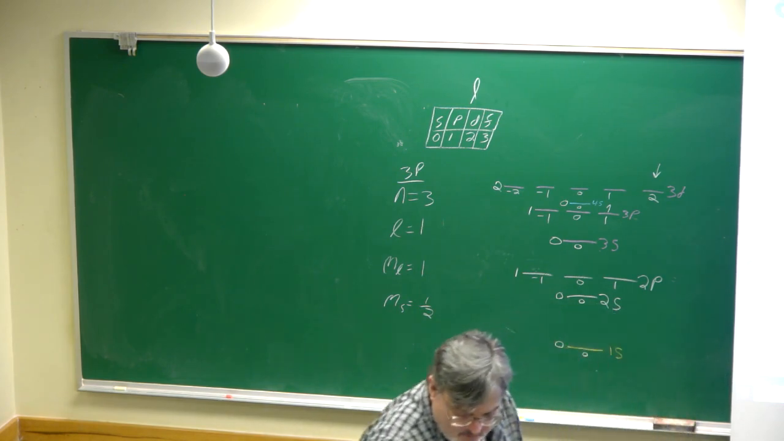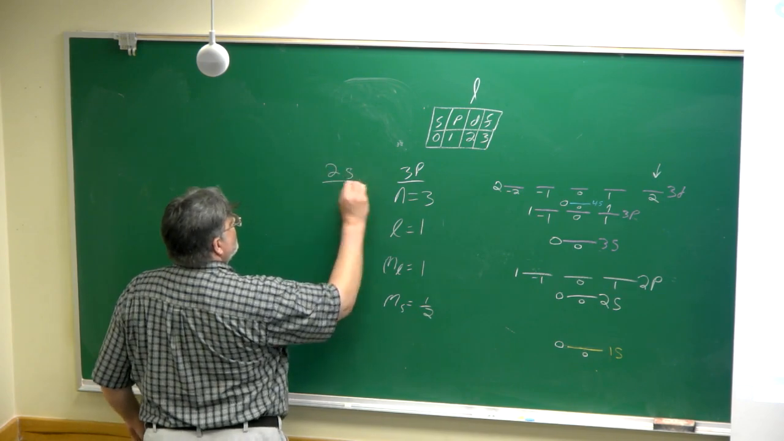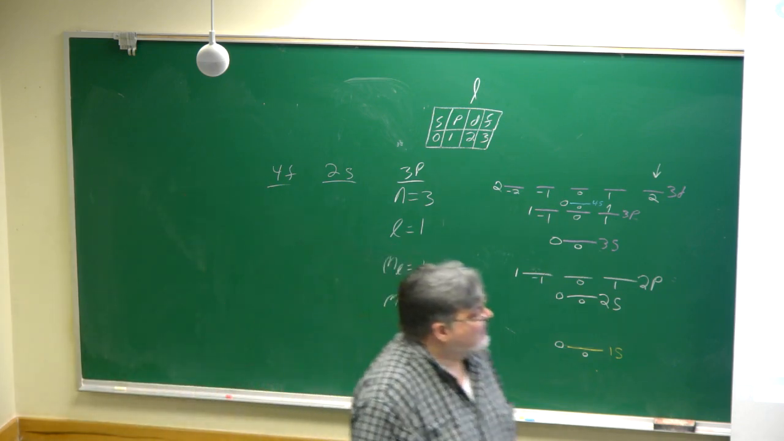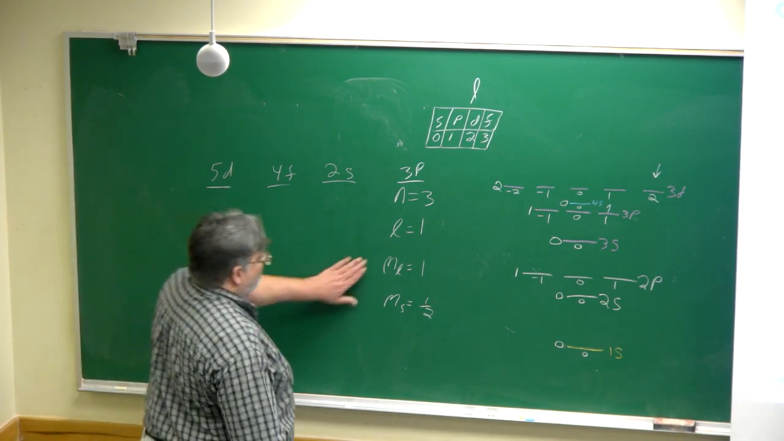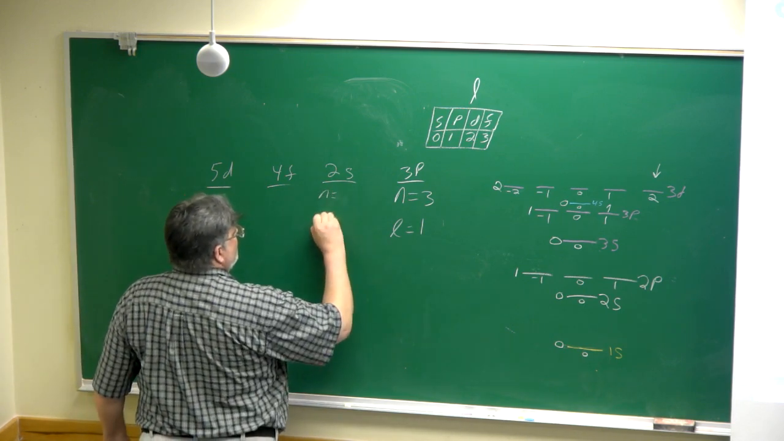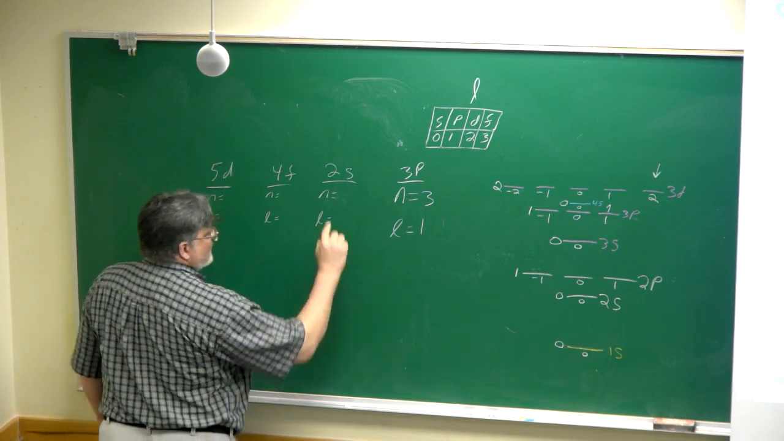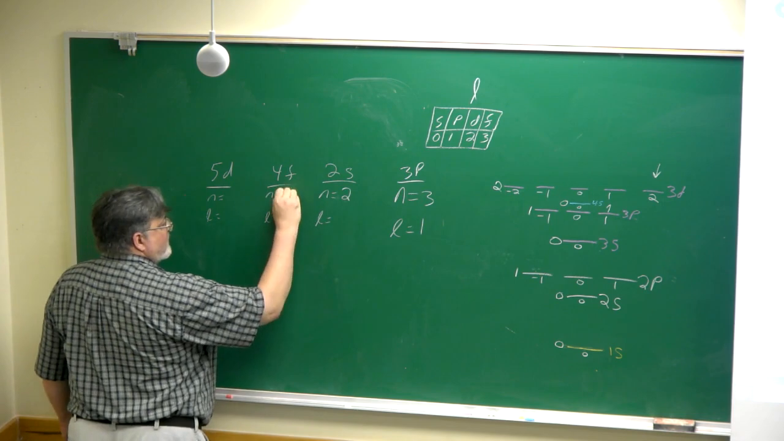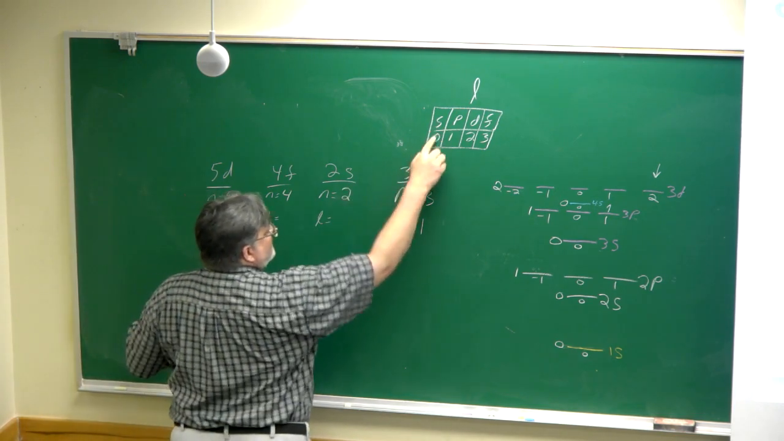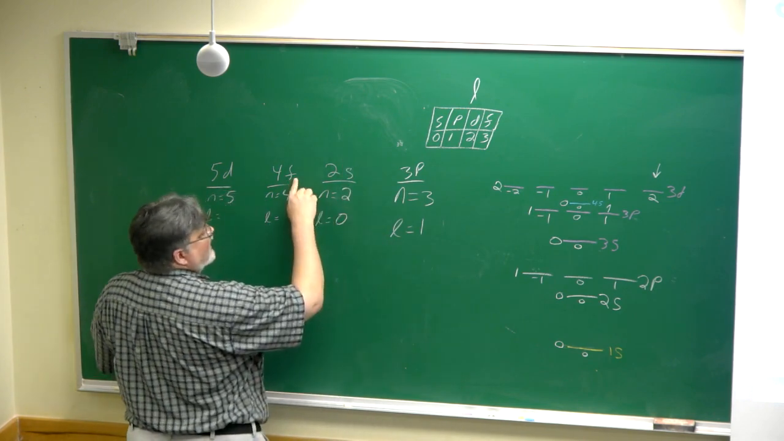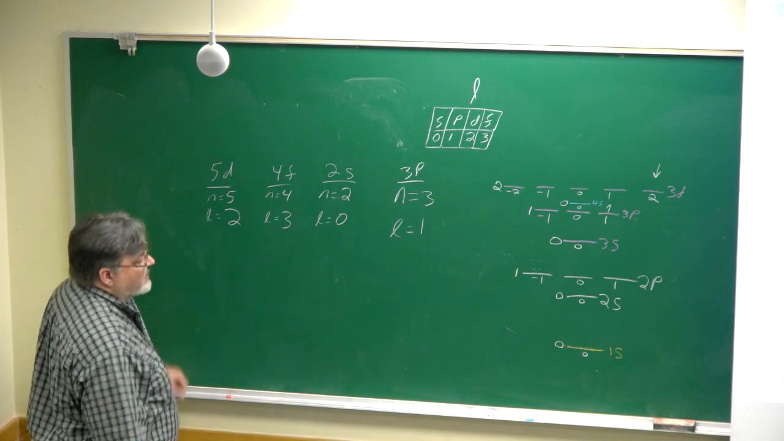2s, 4f, 5d. They're only asking for n and l. Two s, that means n equals 2. 4f is 4, 5d, 5. s's are zeros, so this is 0 for l. f is 3, d is a 2, that's all it is.